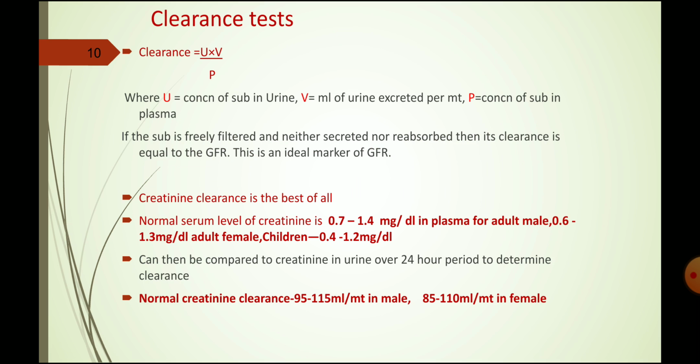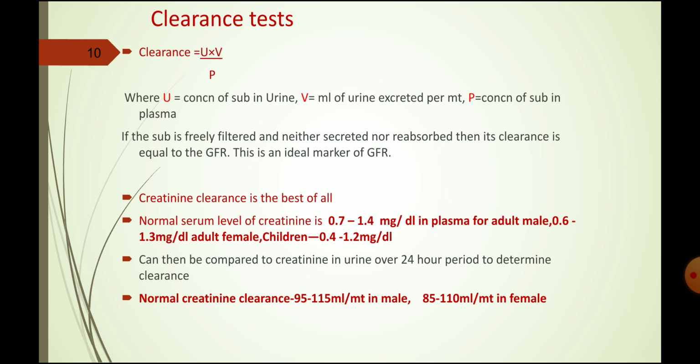There is a formula for calculating clearance, that is UV by P, where U is the concentration of substance in urine, V is the ml of urine excreted per minute, and P is the concentration of substance in the plasma. If it is creatinine, you take creatinine in plasma and urine, and the volume of urine per minute also you have to find out. If the substance is freely filtered and neither secreted nor reabsorbed, then the clearance is equal to the GFR.